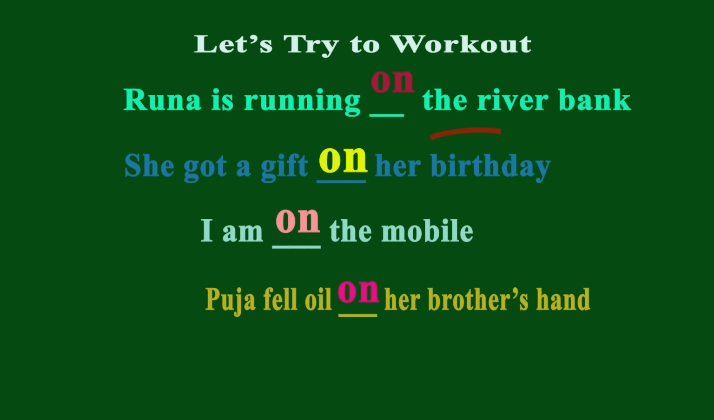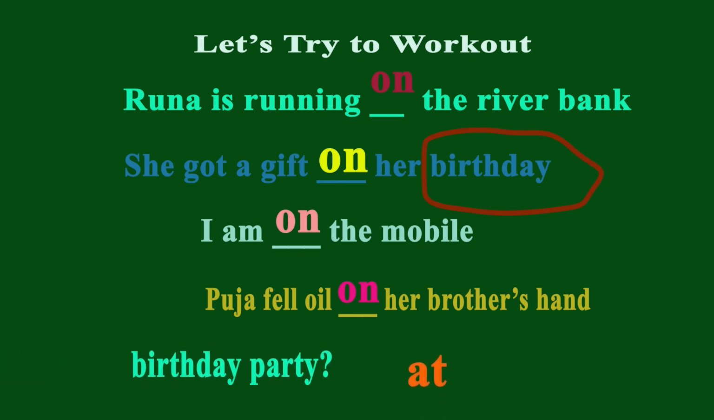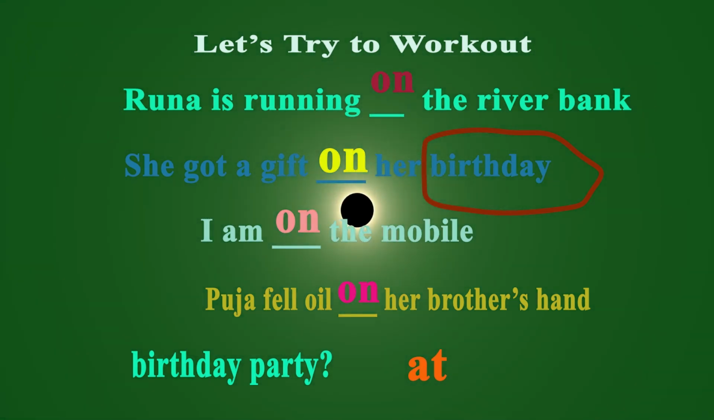Are you able to remember the preposition for a birthday party? Yes, it's at. So when it's an event, we use at. When it's a day like birthday, we use on.